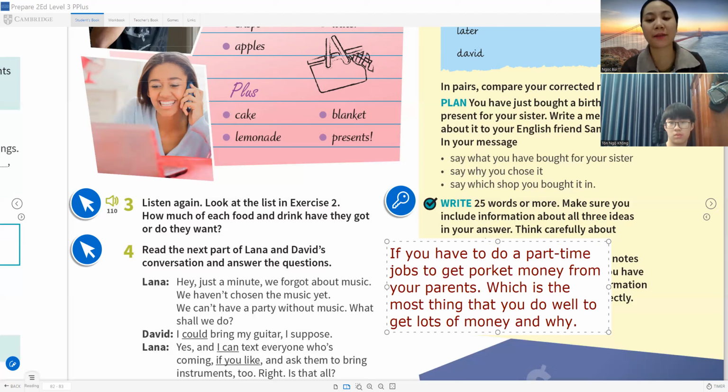Okay. If you have to do a part-time job to get pocket money from your parents, which is the most thing that you do well to get lots of money and why? You have 3 minutes to prepare before you speak, and you have 2 minutes to do your test. Okay, now is your time to prepare it. 3 minutes.